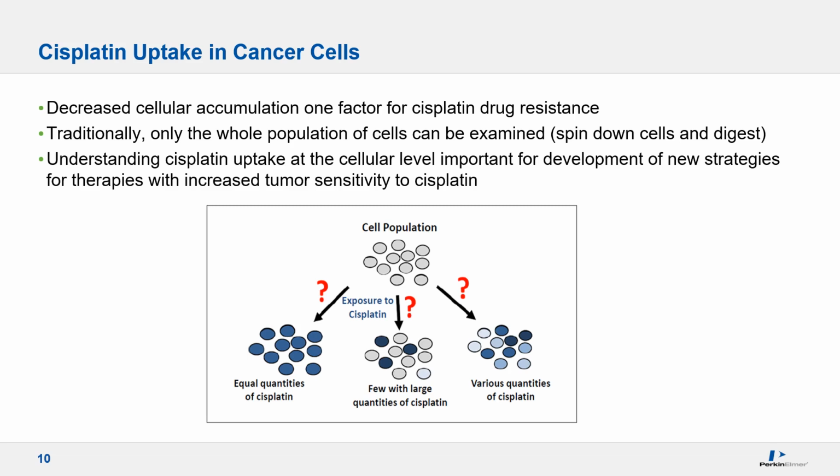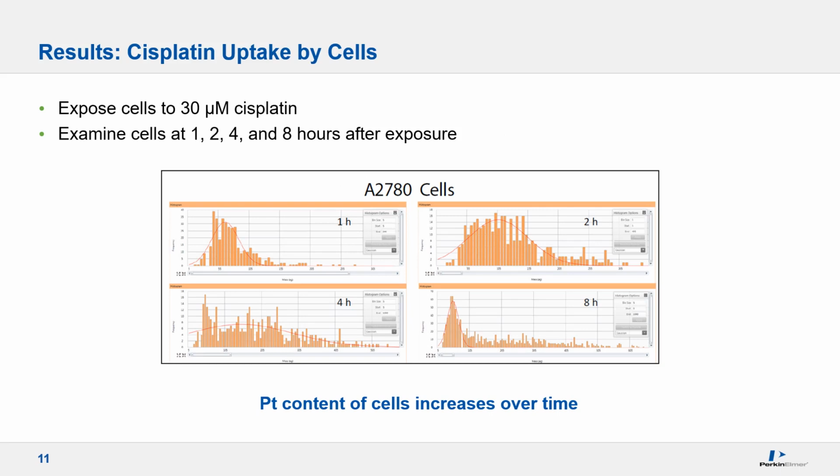to treatment. And traditionally, it's the situation which I've explained earlier, that we have a whole population of cells which is examined, but we would like to find out more information about the cell population, and we would like to answer those question marks here of which path the uptake experiment is taking. Are we having equal quantities of cisplatin in the exposed cells, or are we having a strong or medium wide distribution? And those questions are important to allow answers on the treatment effectiveness which can be expected from the drug.